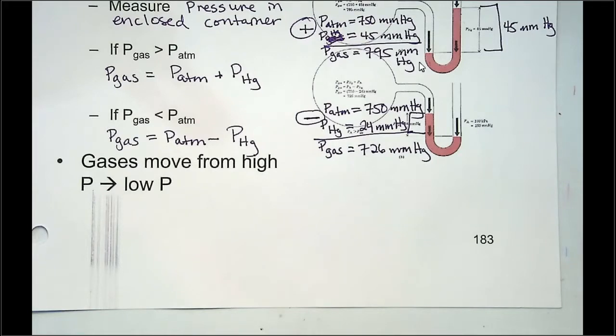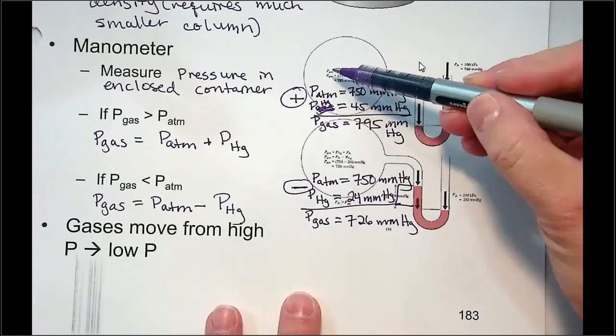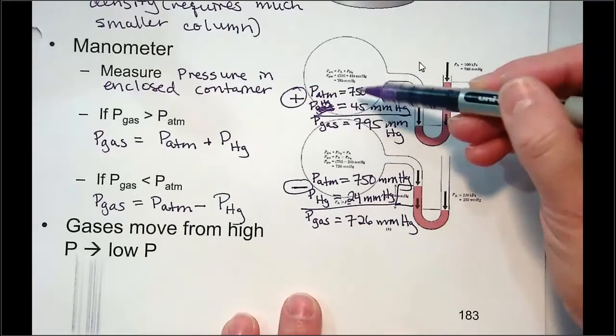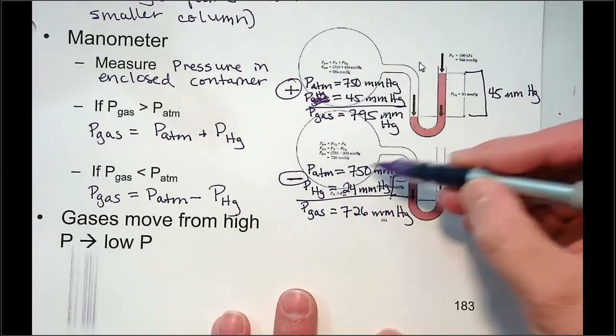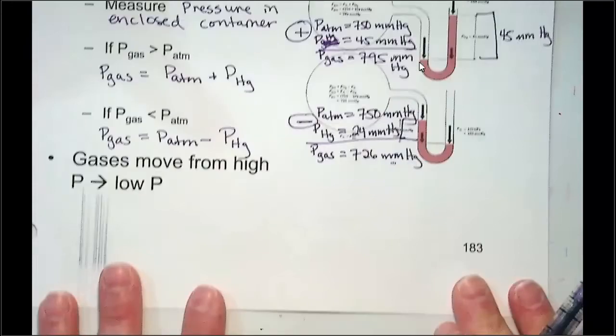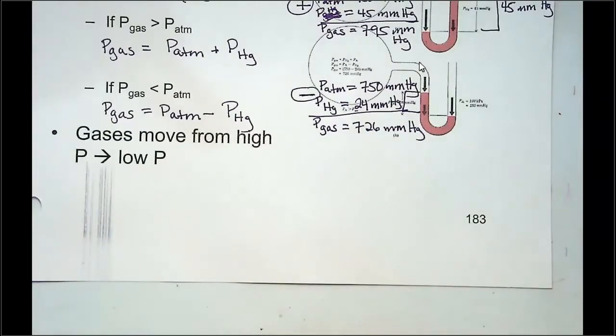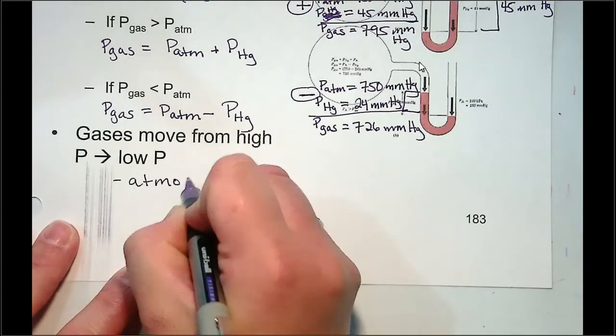Okay, so you can visually understand that if it's making more pressure than atmospheric pressure, it's going to push the mercury out. If it has less pressure, then the mercury stays on the left side. Okay? In general, gases move from areas of high pressure to low pressure, and this is what leads to atmospheric or weather conditions.